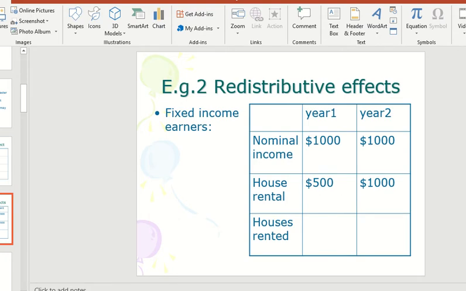Another example. So here's a person. So we further simplify things by assuming that there is only one type of good, house, that we live in. Okay? So this person is a fixed income earner. Fixed income earners are those people whose income rarely changes or changes very little, like CUNY faculty members.